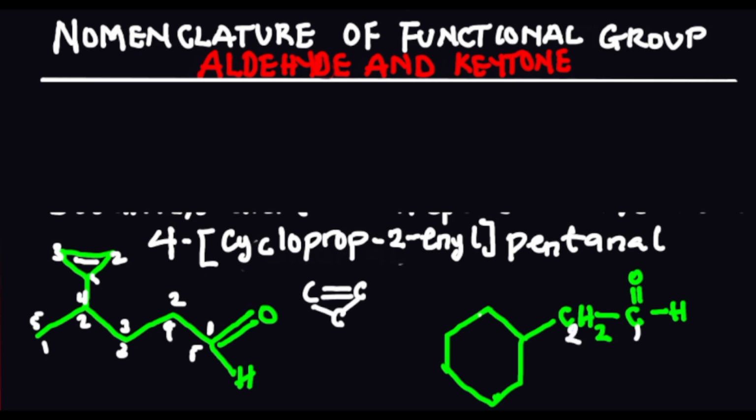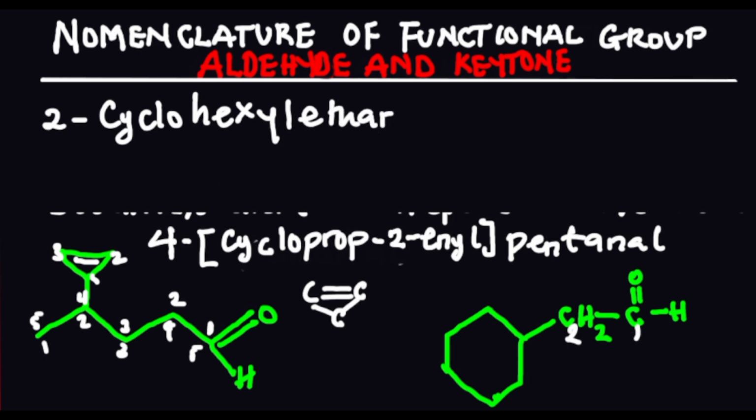So in that case, this is basically cyclo, or you simply say 2-cyclohexyl. Hexane, right? 2-cyclohexyl. Then in that case, you have ethanal. 2-cyclohexylethanal. That's basically what we are going to have.